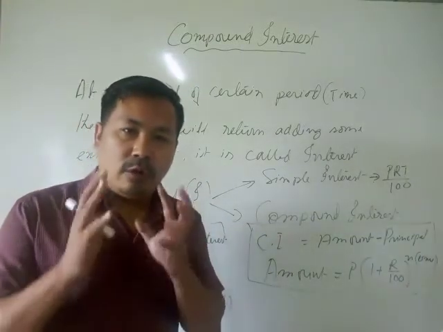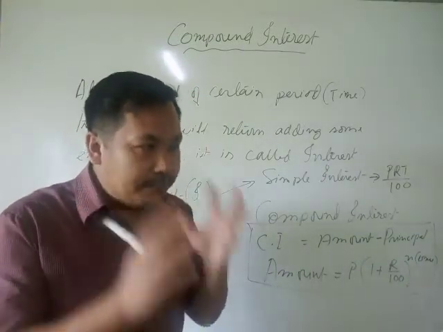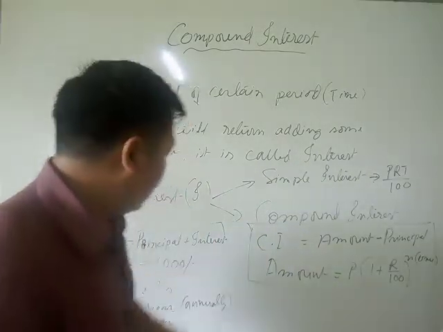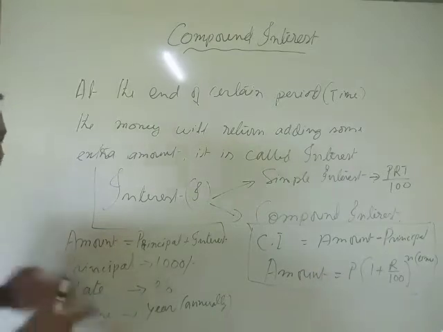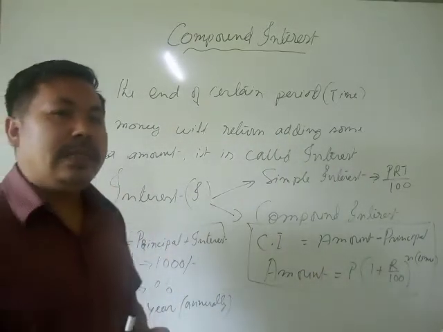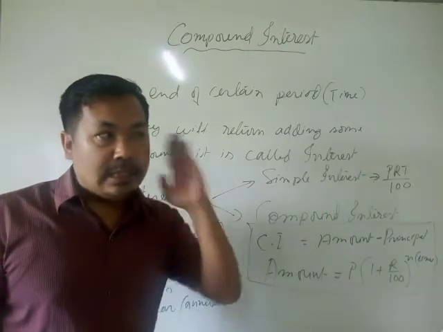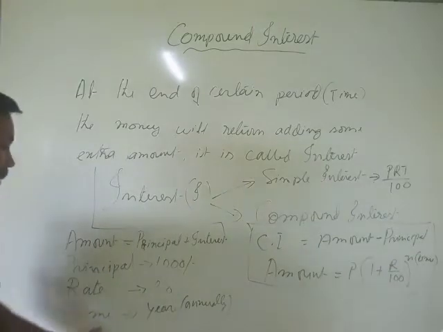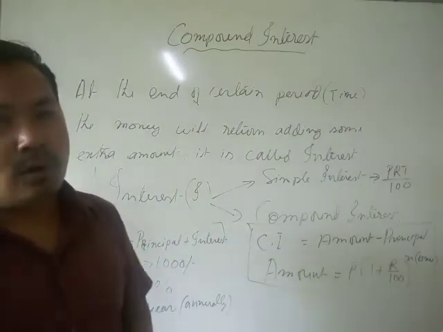Principal is the money you borrowed. Okay, clear? And what is the simple interest? Sorry, what is rate? Rate is the rate of interest. For example, rate will be given in terms of percentage. So what is given in the percentage is the rate of interest. That you have to understand. And time will be given as years or annually.